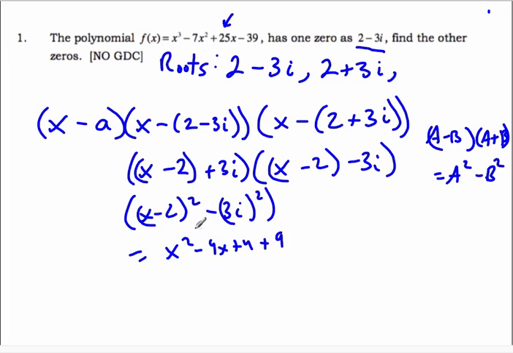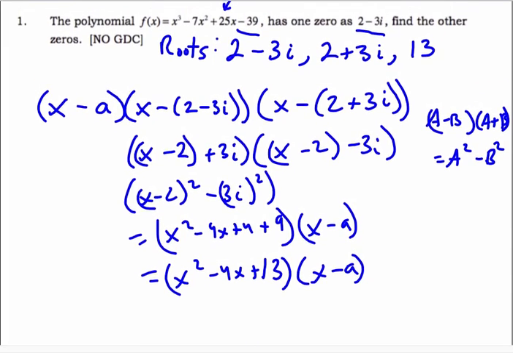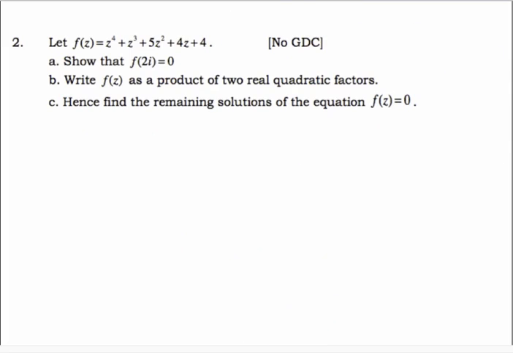And actually, when we're multiplying conjugates, we always get a squared plus b squared anyway, so we could have done it that way as well. And I forgot we need this x minus a part here. Okay, let me simplify that a little bit. x squared minus 4x plus 13 times x minus a. And we know that these two constants have to multiply together to give you negative 39, so this implies that negative 13a equals negative 39, and hence a equals 3. So our last root is 3.